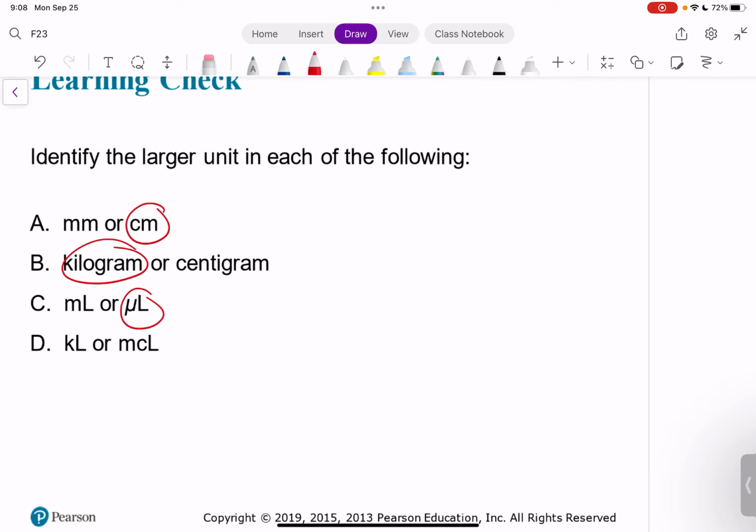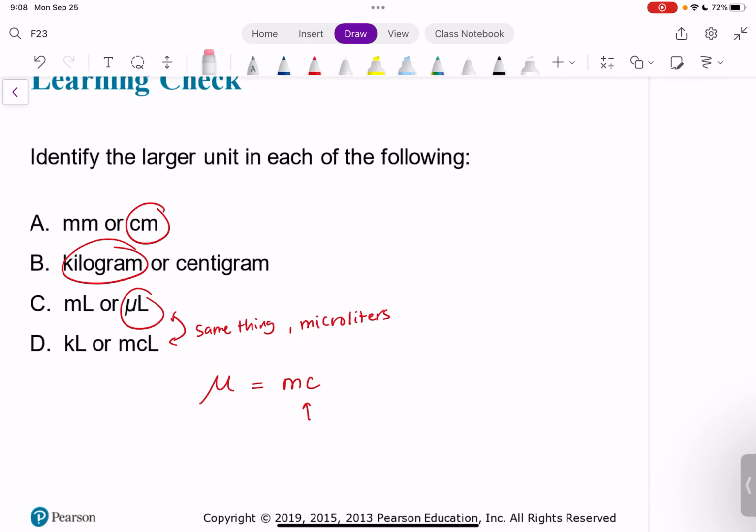All right, and then this one, this is actually another way of representing microliters. These two are the same thing, microliters. Sometimes instead of the mu symbol, you can also see MC. That's very common in healthcare fields. So MC in front of L is microliters. MC in front of G is micrograms, stuff like that.